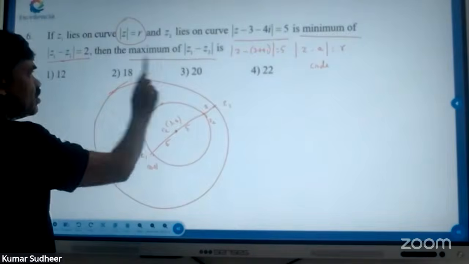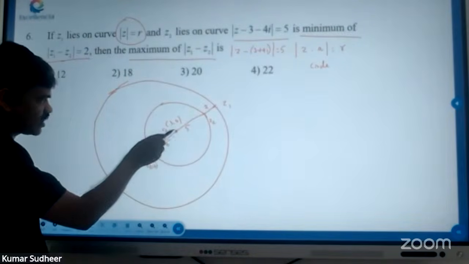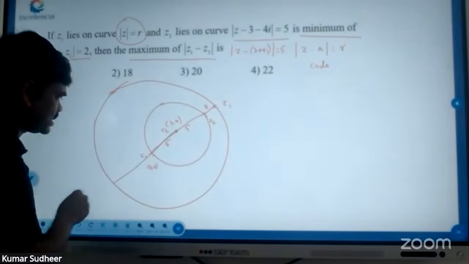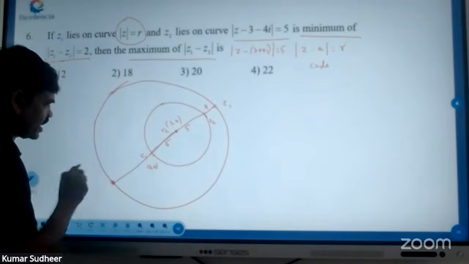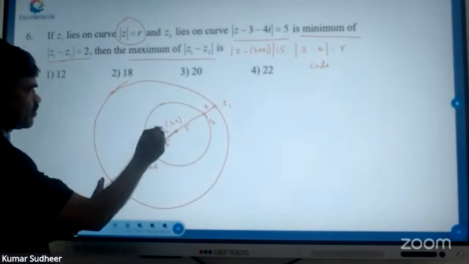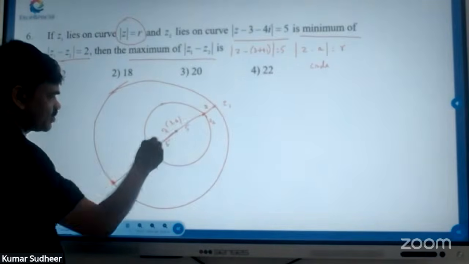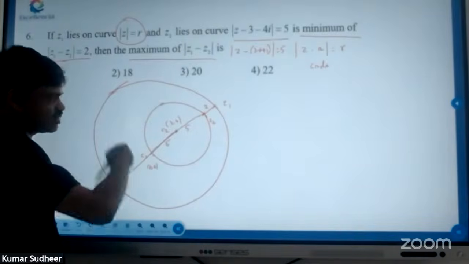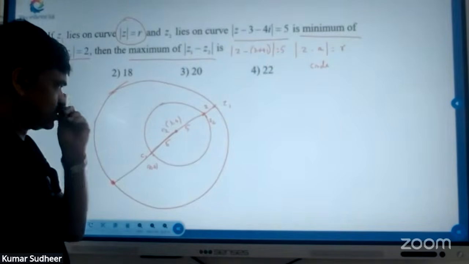Maximum. This is nothing but minimum here. Here maximum. Where maximum will come if I extend this here. If I extend this one, if I take this as the point, and this is another point, this will give you what? Maximum distance between the two circles, maximum distance between the two circles. That is the question actually.